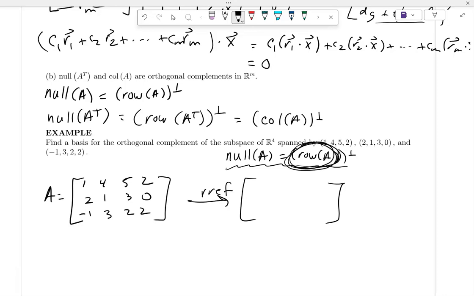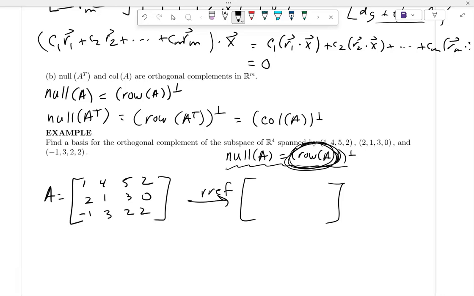Because we're looking for the orthogonal complement of the rows of A. That's why we're putting them that way, because we're using the fact that the null space is the orthogonal complement of the row space. So I have to use them as rows in this case, because I need to create a row space rather than a column space. That's why.